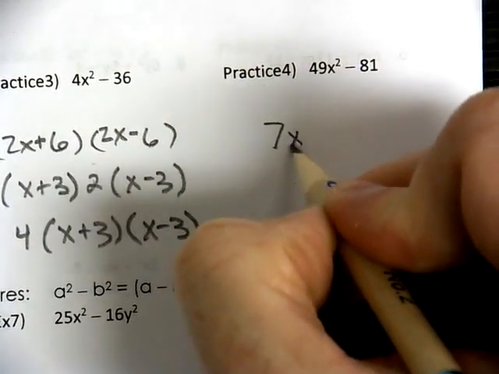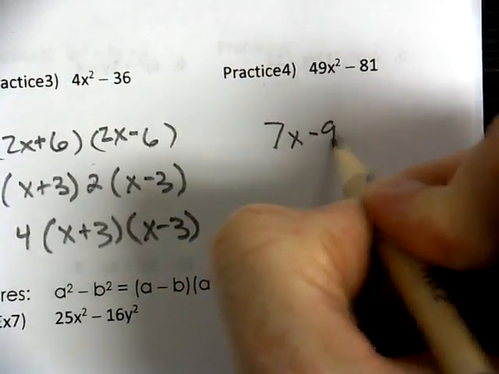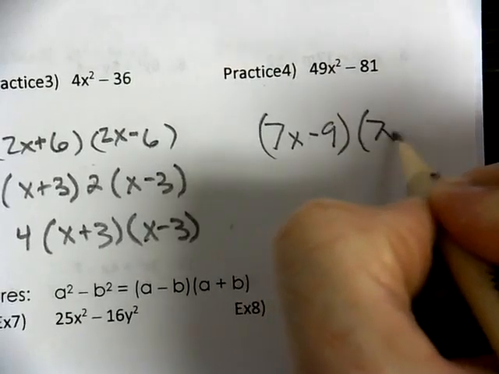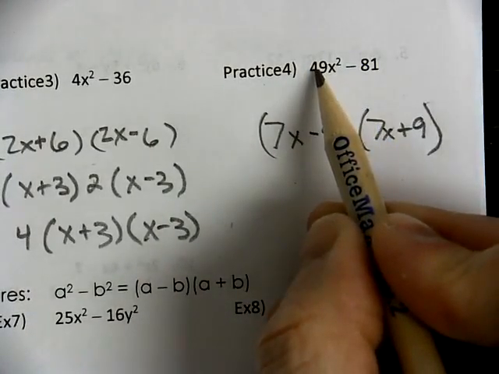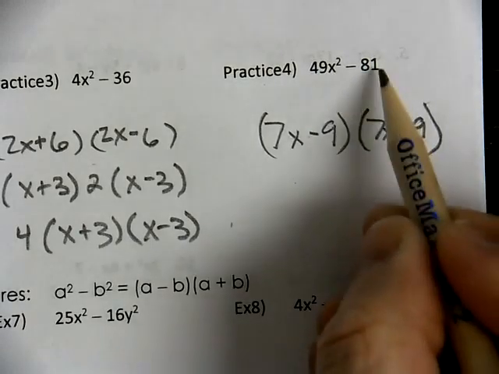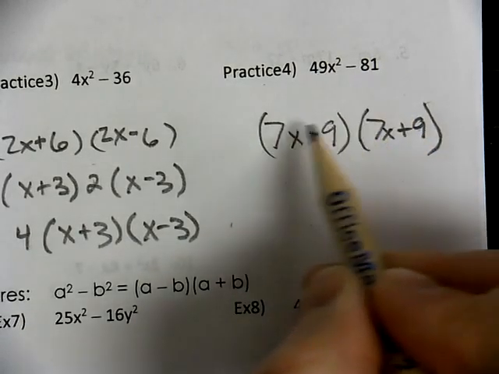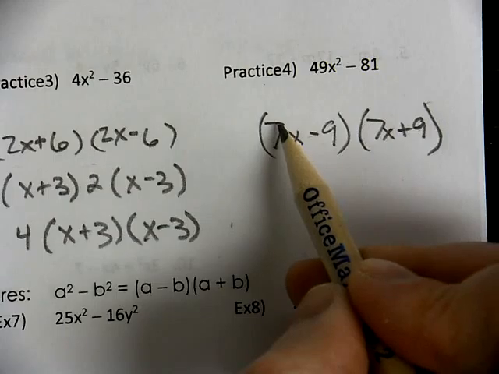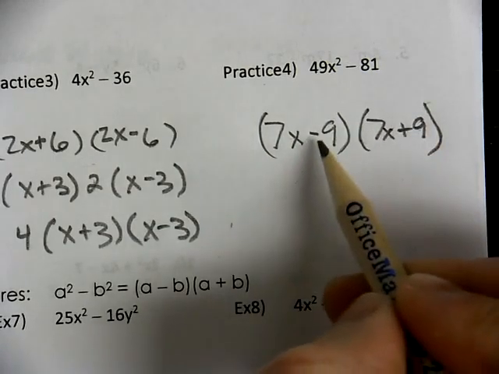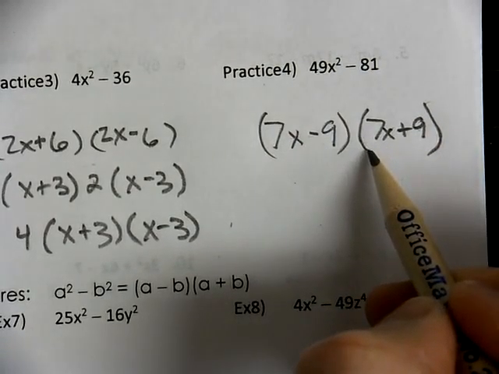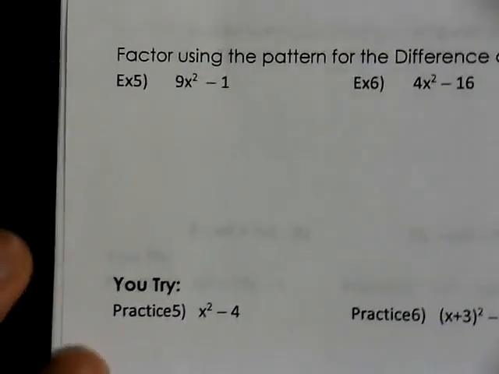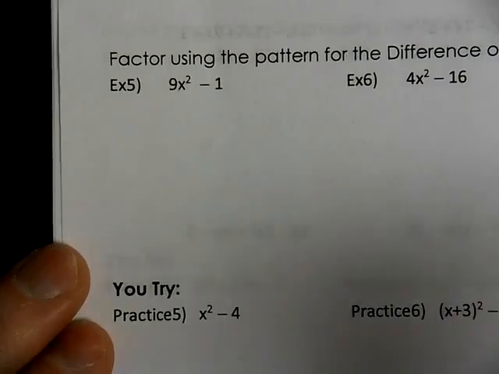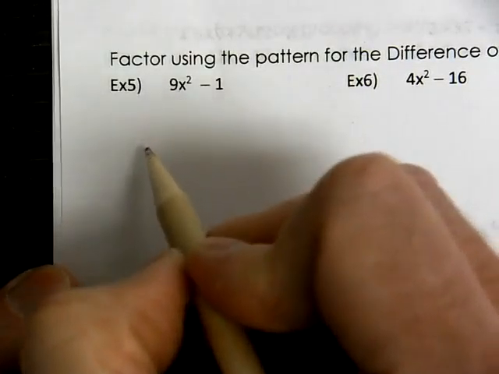This would have been 7x minus 9 and 7x plus 9, because 7 and 7 make 49, 9 and 9 make 81, and when you work through the rest of the problem, you get a positive 72 and a negative 72. So we'll practice the same procedure down here.